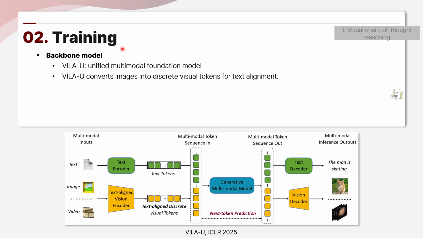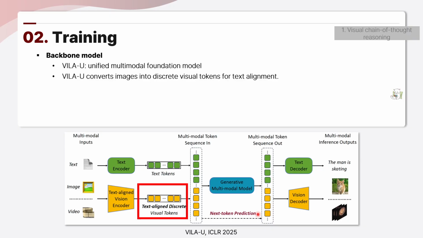First of all, let's start with the backbone. As mentioned before, the model should be able to generate the two types of tokens, vision and action. So they choose VILA as the backbone. It's a unified multimodal foundation model that can both understand and generate image and text tokens. VILA converts image data into discrete visual tokens so it can align with text, and it can predict the next token for both text and image.